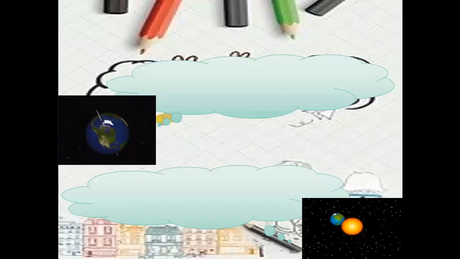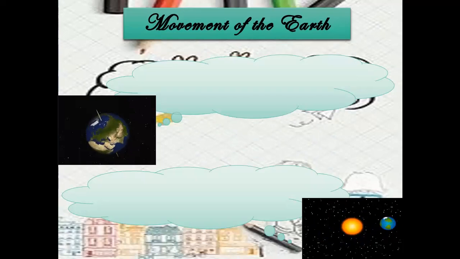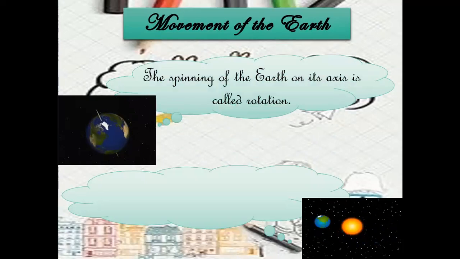Movement of the earth. Students, the earth is always spinning. It turns on its axis, which is an imaginary line passing through the north and south poles. It takes 24 hours to spin once on its axis. This movement of the earth is called rotation. Throughout the day, it appears that the sun is slowly moving from east to west. This is because the earth is spinning on its axis from west to east. The sun itself does not move.